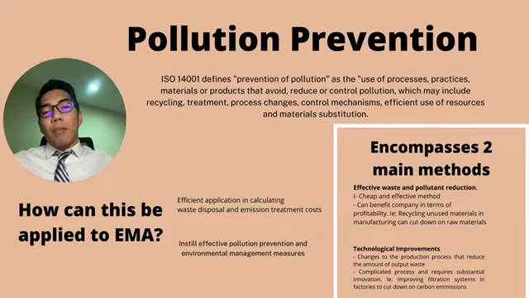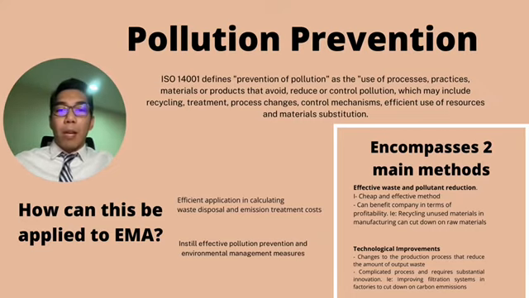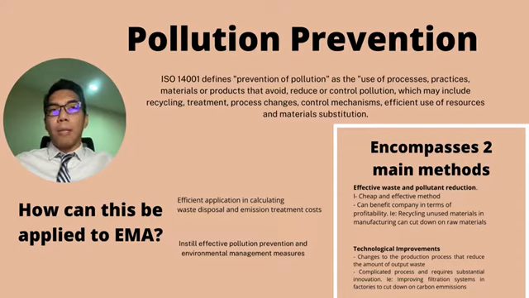Now, when talking about pollution prevention, there are two main categories that we can sum up. The first one is effective waste and pollutant reduction, and the second one is technological improvements. Effective waste and pollutant reduction is the method that most companies employ, as it is a very cheap and effective method to employ. It can also benefit the company in terms of profitability. For example, recycling unused materials in manufacturing can cut down on the need for raw materials.